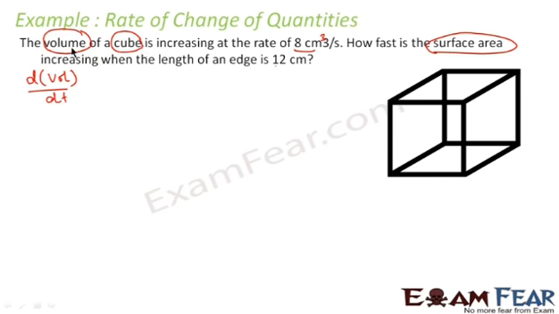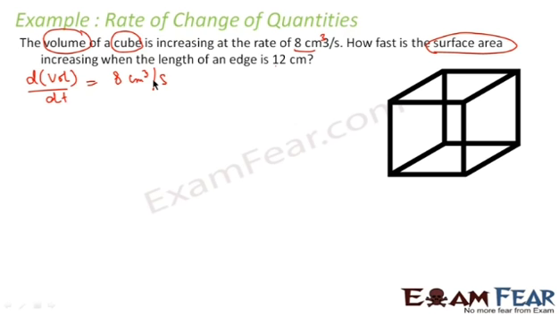Let's understand once again. The volume is increasing at the rate of 8 centimeter cube per second. That means I'm talking about change in volume with respect to time, that is d volume by dt, and this is nothing but 8 centimeter cube per second. This is given to me, correct?